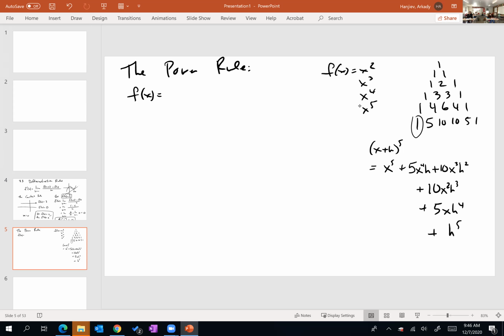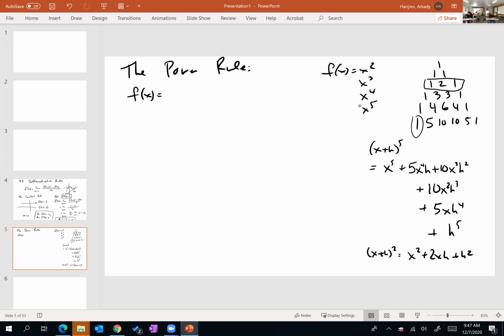Right, because if you were to expand out x plus h squared, we use the same exact pieces. It's just this row right here. Here's your expansion out of binomials. We good? Okay, are we good there?